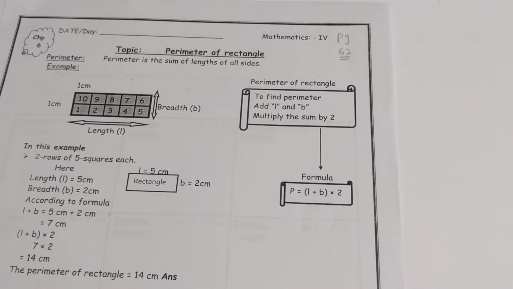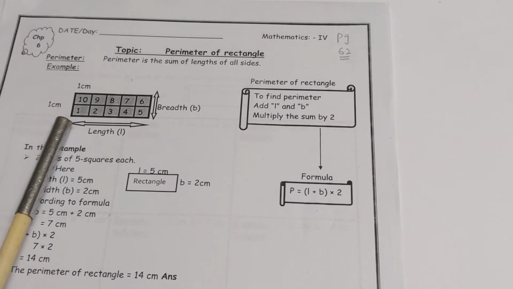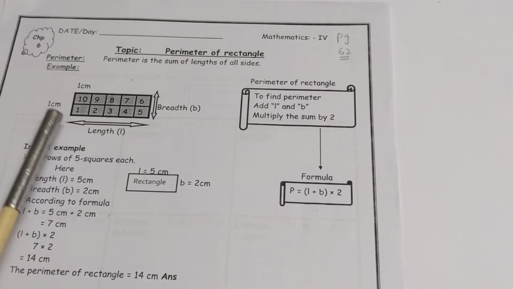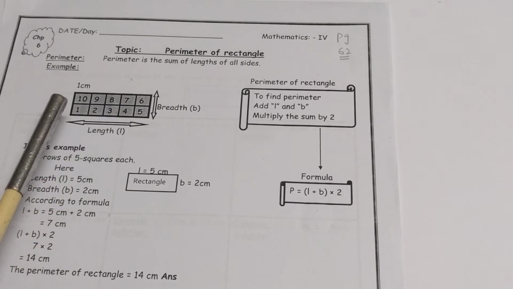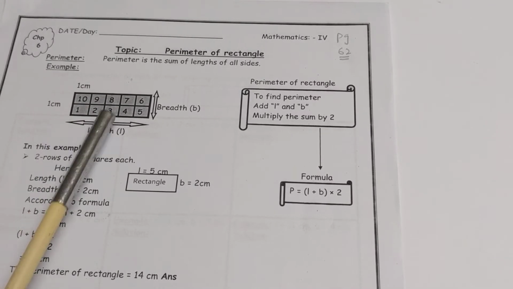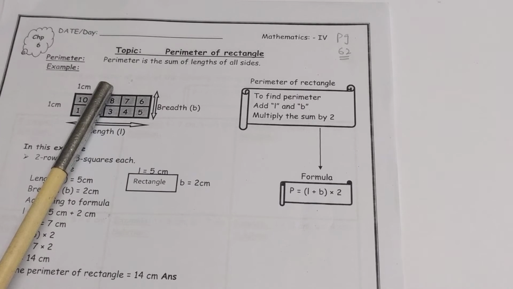What is a rectangle? A rectangle is a closed shape where opposite sides of the rectangle are equal in length. There are 4 sides of the rectangle where opposite sides are equal in length. Here in this figure you can see a rectangular box is given. This one is the rectangular figure. How many sides does this rectangle have? 1, 2, 3 and 4.